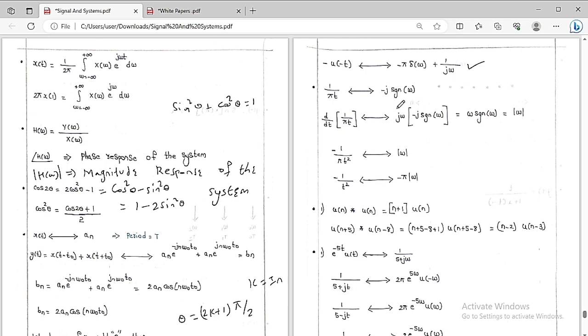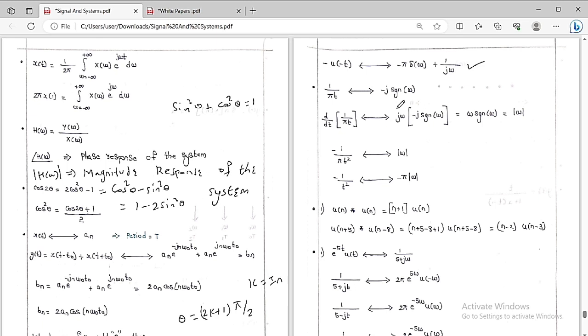This concept, the differential concept, I have already told you. These formulas you always have to keep in your mind: the differentiation, the integration, all these formulas. The differentiation formula is very simple, which is d by dt of f of t, which has a Fourier transform j omega into dF of omega by d omega.